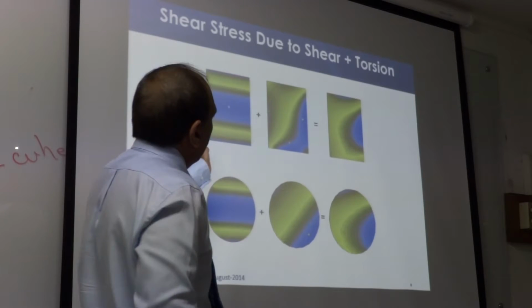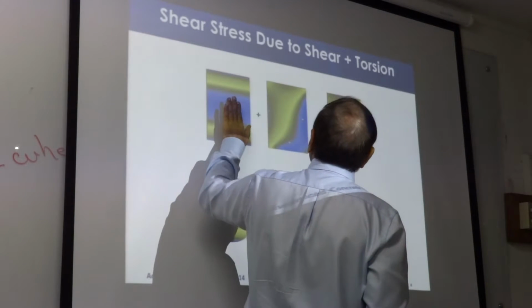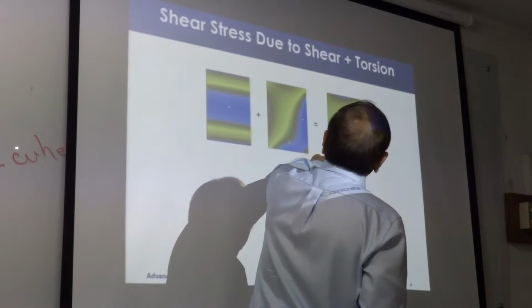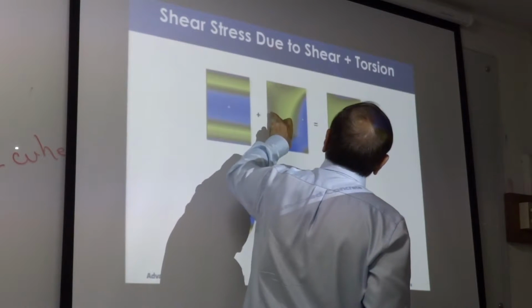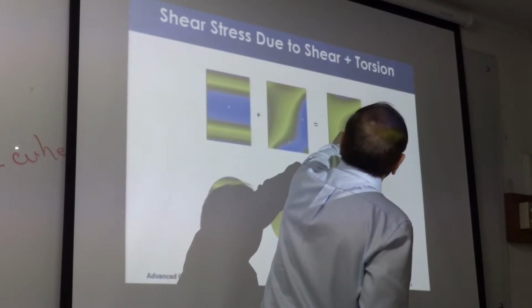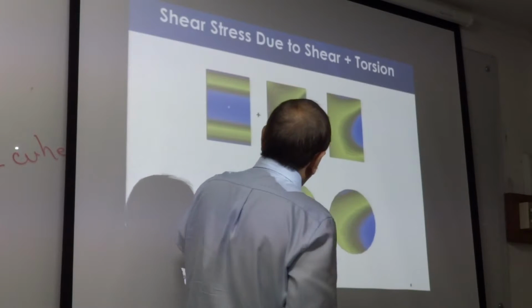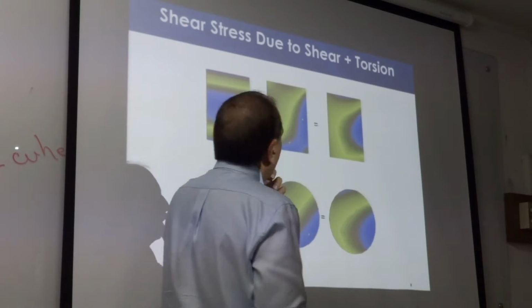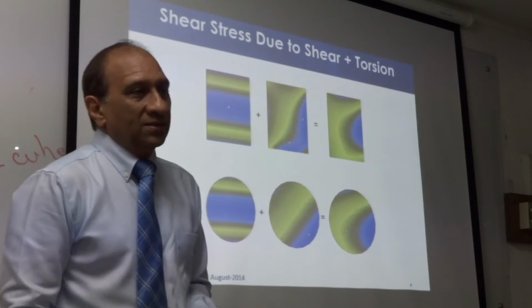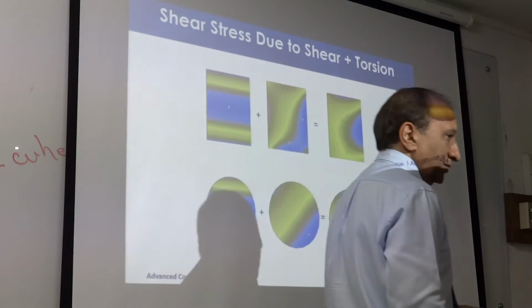Again, combination, this is this one plus that one. This is the shear with the sign, so that when you do this one, you will find variation. So shear plus torsion can produce very, very complex stress states in a section.